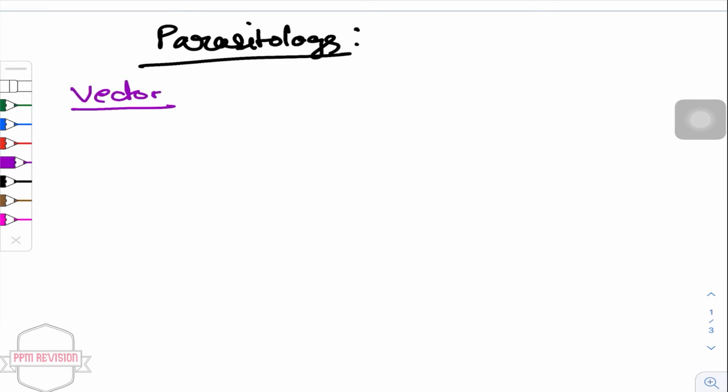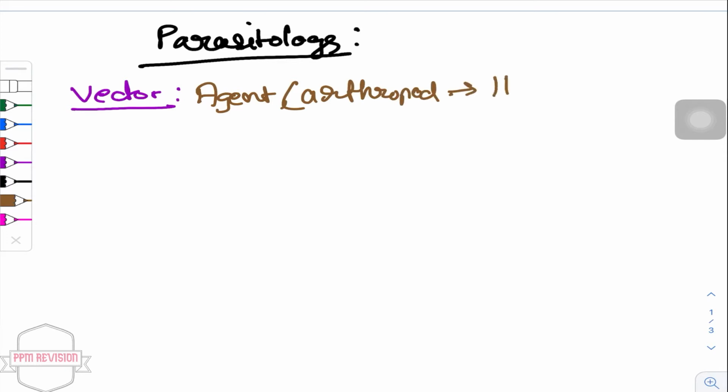So here is a term, vector. So vector is nothing but an agent. I'll write it in brown. It is nothing but an agent. And what else is that? It is an arthropod, and it transmits infection from one human to another.